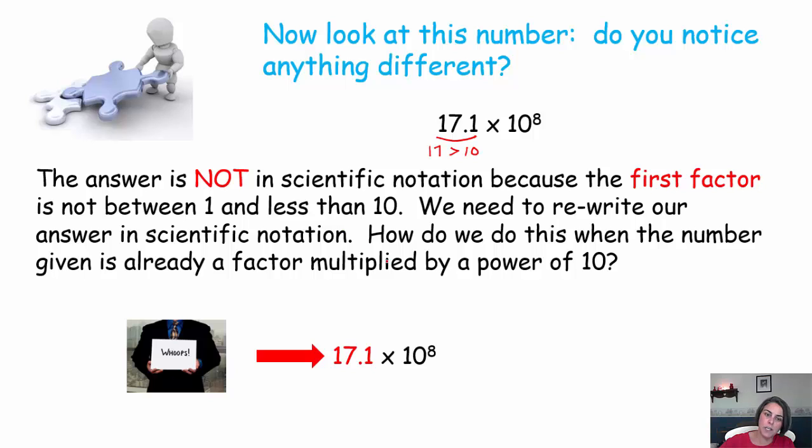Well, the first thing you'd have to think about is, my first factor has to be between 1 and 10. So I've got to move that decimal point so that it's between 1 and 10. So instead of 17.1, it's 1.71.